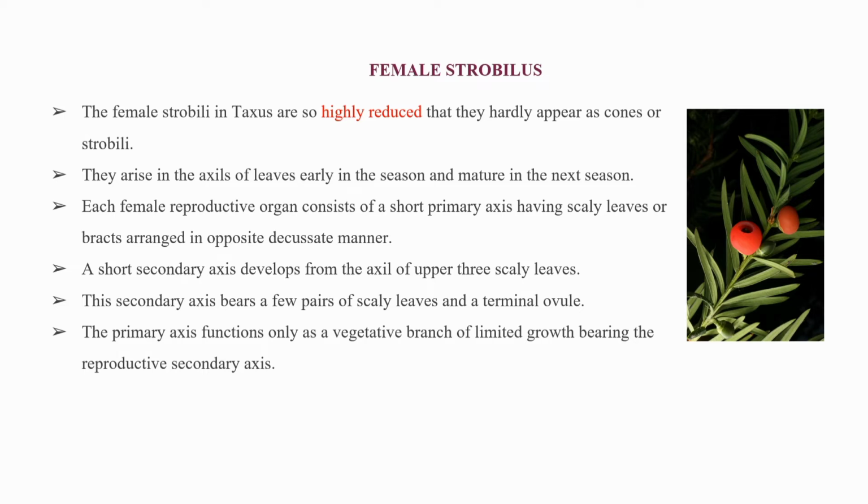manner. A short secondary axis develops from the axils of the upper three scaly leaves. This secondary axis bears a few pairs of scaly leaves and a terminal ovule. The primary axis functions only as a vegetative part or vegetative branch of limited growth bearing the reproductive secondary axis.